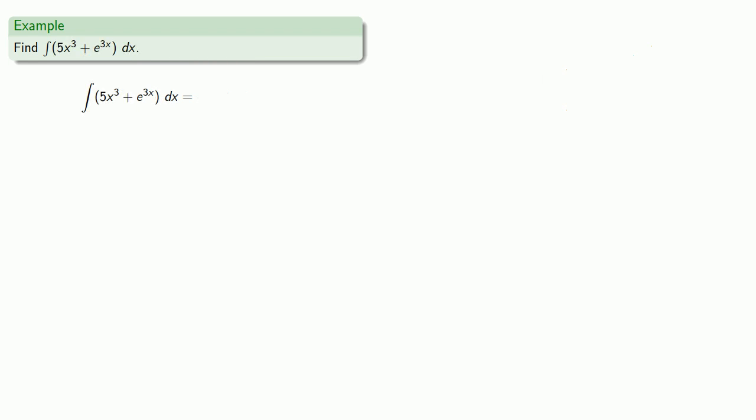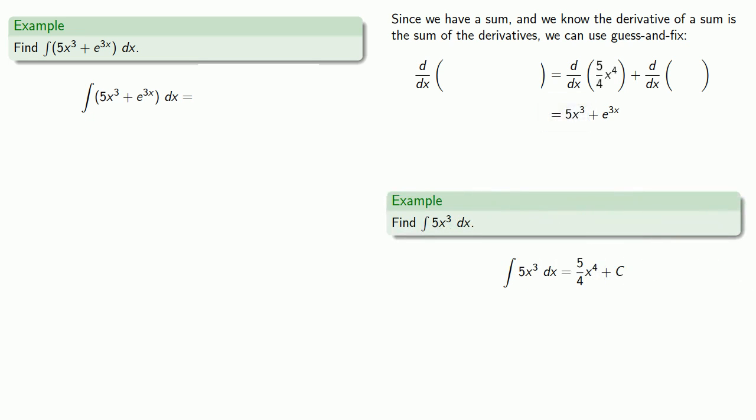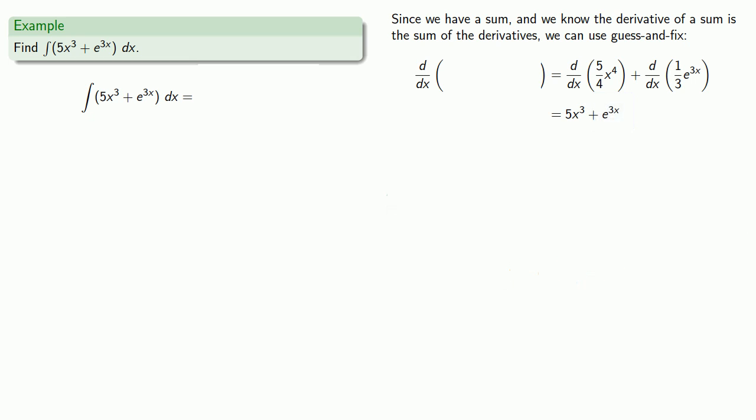That was fun. How about another antiderivative? As usual, it's helpful to identify what type of function we're dealing with here. In this case, our integrand is a sum, and we know that the derivative of a sum is the sum of the derivatives. So this 5x cubed plus e to the 3x must have come from a sum of derivatives. So we need to find something whose derivative is 5x cubed, which we already did, and we need to find something whose derivative is e to the 3x, which we already did. Now, note that we didn't include the constants. What we can do is lump all of those constants together into a single constant right here at the beginning.